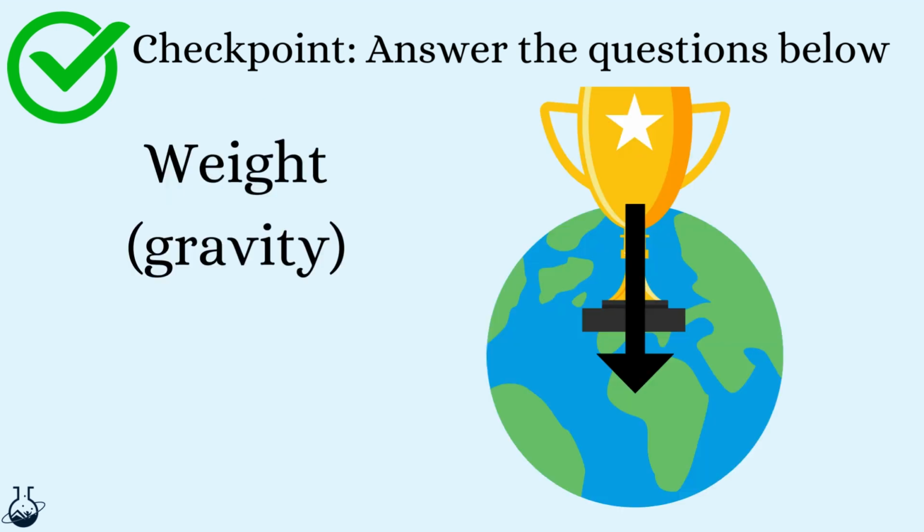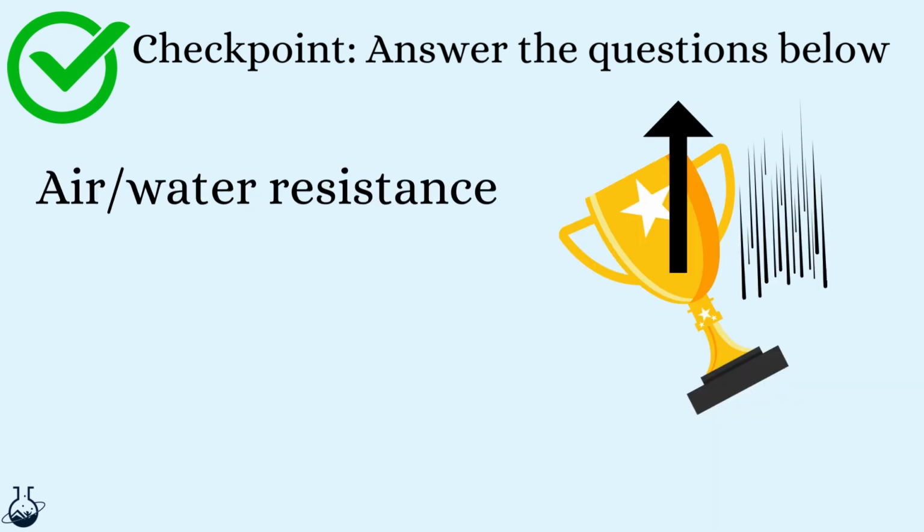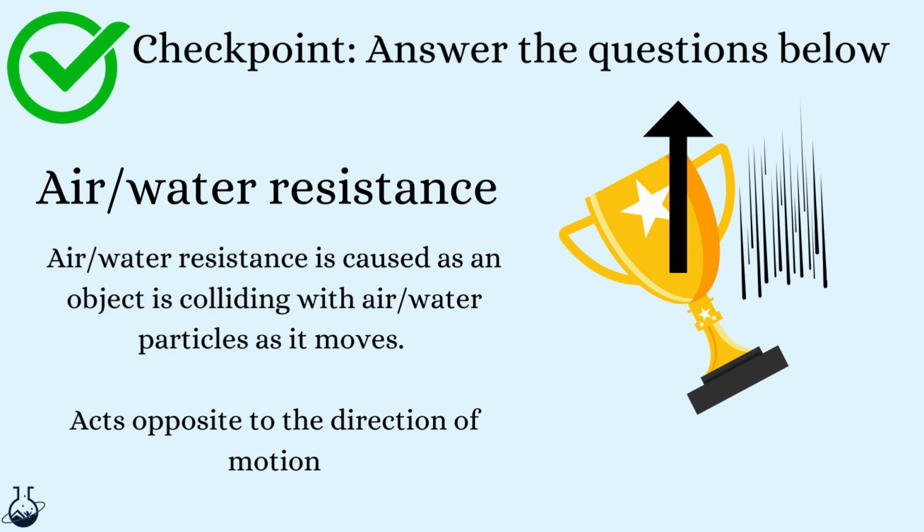One example is weight or gravity. Weight is an attraction that acts down on an object to pull it towards the centre of a body. We also have air resistance and water resistance. These are both caused as objects collide with air or water particles as they move. They act in the opposite direction of motion. In this case, the trophy is falling down, so resistance is acting up.